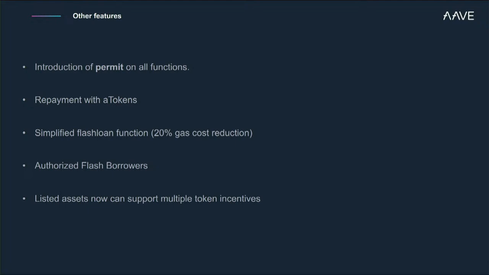There is also a simplified flash loan function. This comes with a 20% gas reduction, pretty useful in case you want to take a flash loan of only one single asset. Also, another entity called authorized flash borrowers, pretty relevant for those protocols that are using AAVE flash loans on a day-to-day basis. And also, a new set of smart contracts that allows having multiple rewards at the same time for the users. So now, every team can provide incentives so the users can get more rewards using some kind of assets in the protocol.